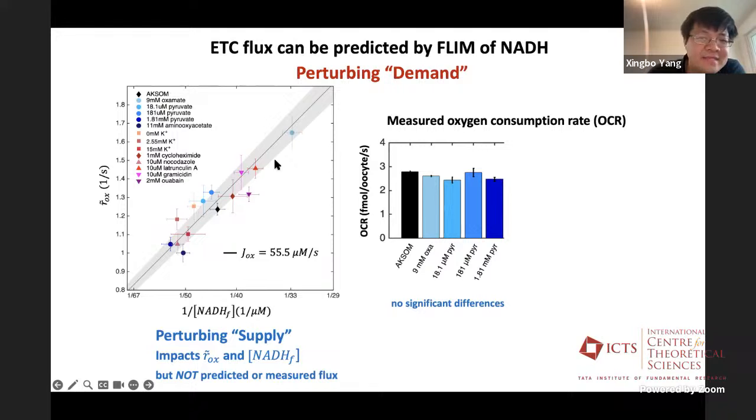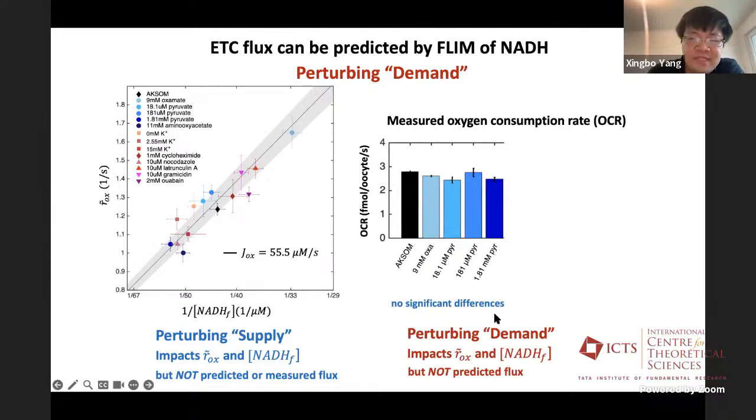Okay, and the data is a lot of data, but again, you can just see they are along the straight line, which is very surprising, but they are spread out across X and Y axis. So same conclusion: perturbing demand changes the turnover rate of our NADH, which is the variation along Y-axis, and the concentration of NADH, which is the variation along X-axis, but not the predicted flux, because all the data points lie along this straight line.